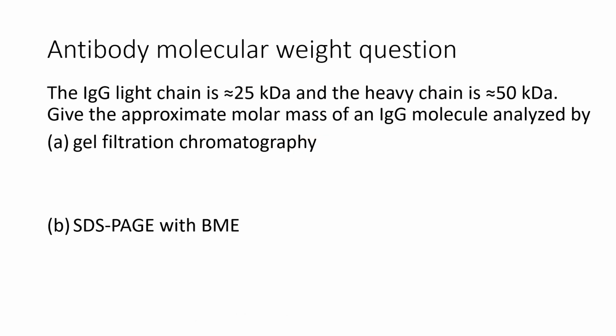So at this point, let's take a little bit and think about solving this molecular weight question about antibodies. The light chain of IgG is about 25 kilodaltons in mass, and the heavy chain is about 50 kilodaltons. In this question, I'm asking you to give the approximate molar mass of an IgG molecule when you analyze it by first gel filtration chromatography and then by SDS-PAGE using beta-mercaptoethanol. So please take a moment, pause this video and solve this problem, and we'll go over it in a little bit.